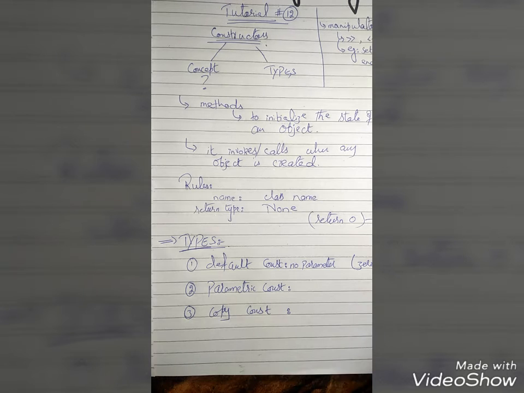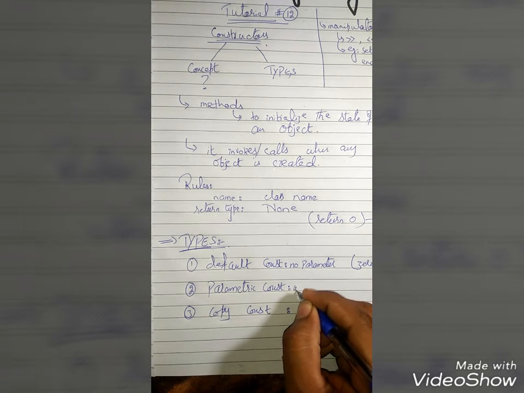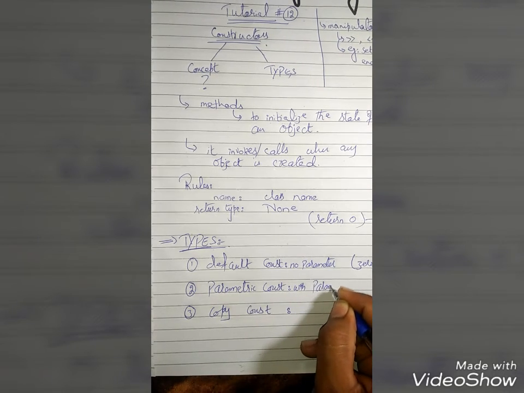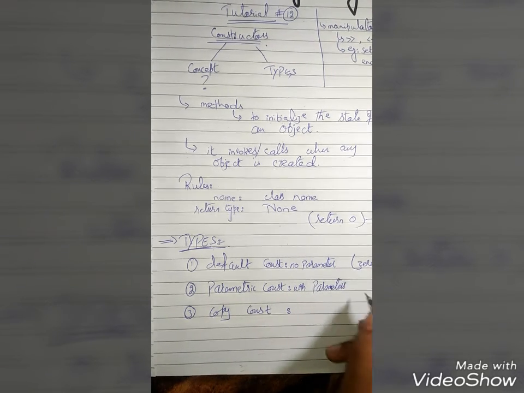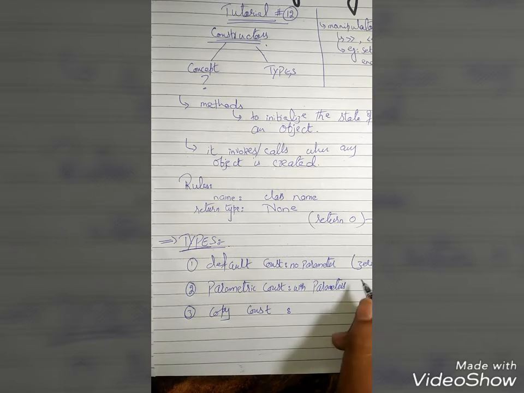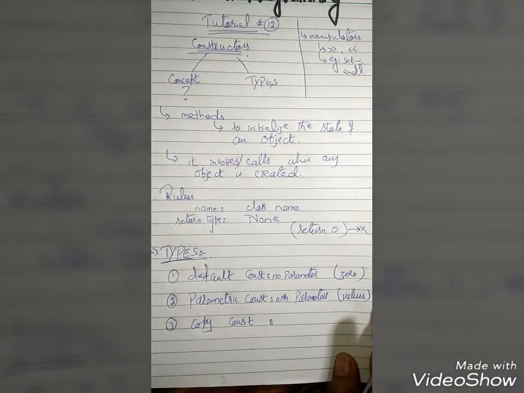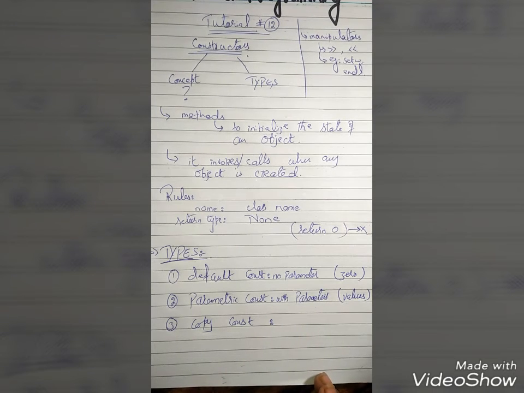Then the parametric constructor means having parameters. It is with parameters, and we give the values to it that we want to assign to our variables.